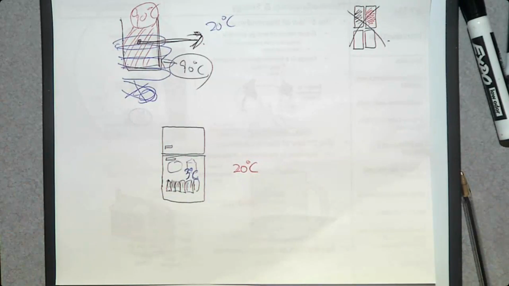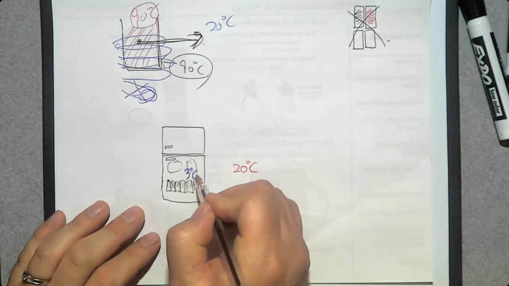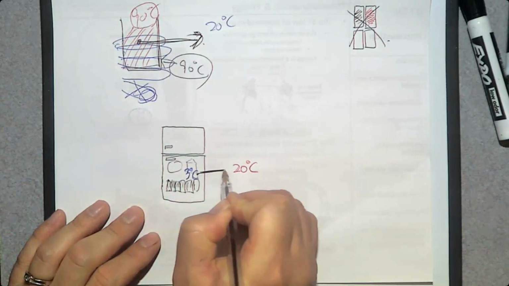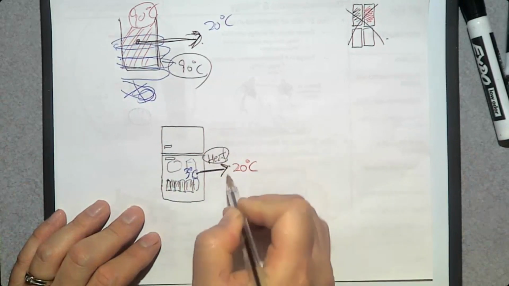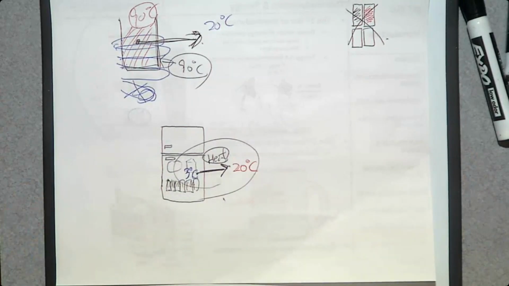So to maintain 3 degrees Celsius, what we need to do is make a heat transfer from 3 degrees Celsius to 20 degrees Celsius. So there's a heat transfer. This is what happens in your refrigerator. We have a heat transfer from 3 degrees Celsius to 20 degrees Celsius. Is it possible?